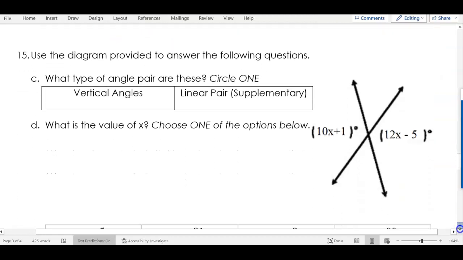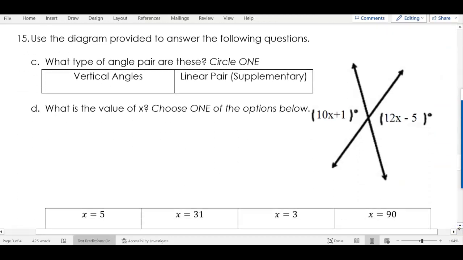What about this one? If they are across from each other like that, whether they're literally vertical or whether they're left and right horizontal, it doesn't matter which direction they are. As long as they are across from each other, they are called vertical angles. And we know vertical angles are congruent from our notes. Okay, they're congruent. So that means they're the exact same. So we're going to set them equal.